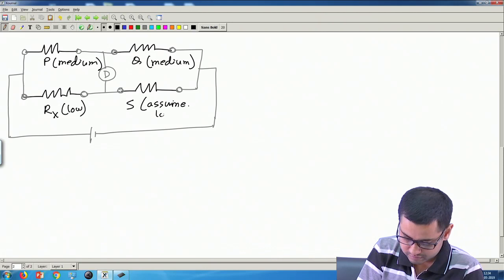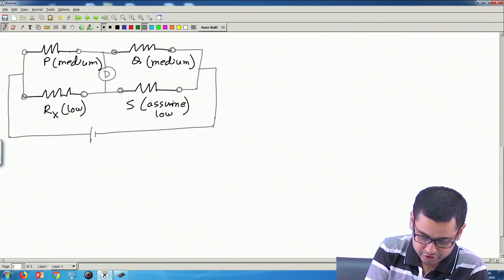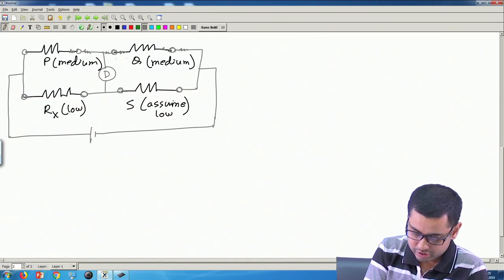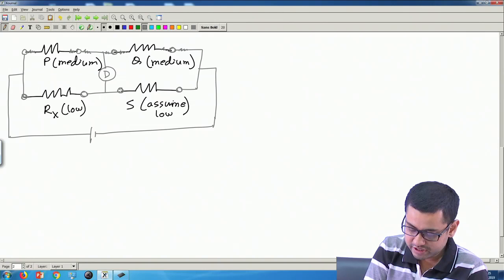Okay, these two are medium value resistances. Therefore, the contact resistance due to this terminal, which causes some resistances here, here, etc. So this resistance, the small resistance, can be ignored because P is of much higher value. This also can be ignored because P is of much higher value. Similarly, this contact resistance can be ignored because Q is of much higher value.